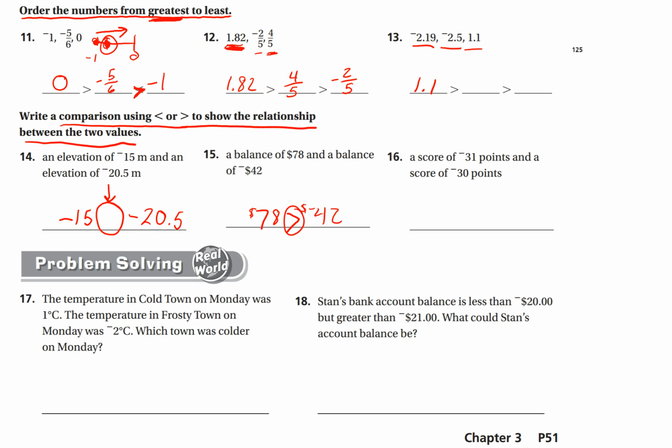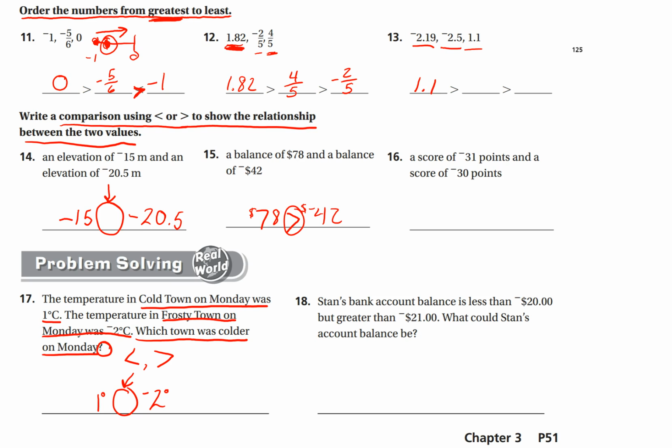All right, let's look at 17. The temperature in Cold Town on Monday was 1 degree Celsius. The temperature in Frosty Town on Monday was negative 2 degrees Celsius. Which town was colder on Monday? Well, this is just a simple comparison. So we're doing 1 degree compared to negative 2 degrees. And then you're going to use the less than or greater than sign in here to decide that answer.